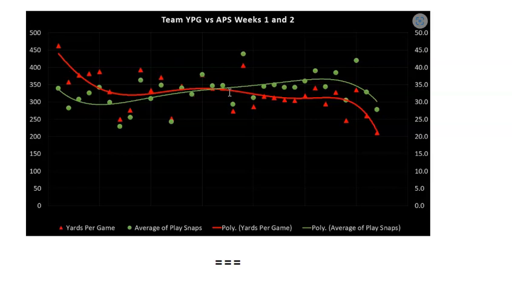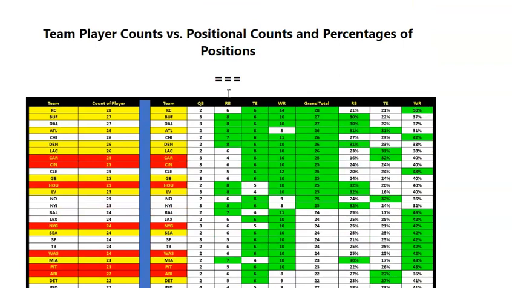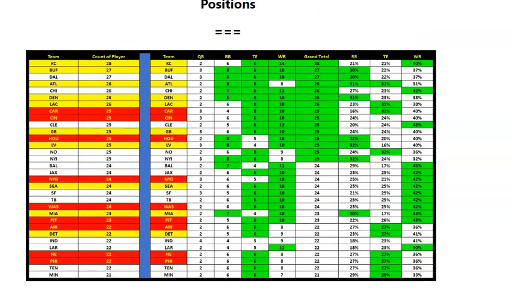It's hard for me to imagine the mechanism here of what's going on. So I just wanted to end with the data that I had at this point. So player counts, positional counts, and percentages. And what I did was I colorized the teams. Yellow were the high ones, red were the low ones.